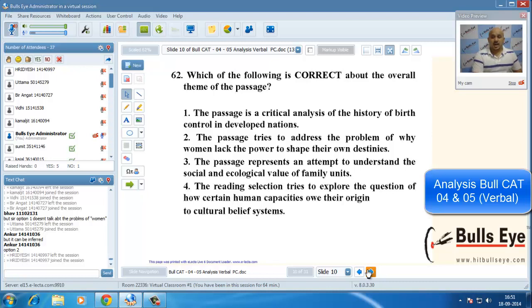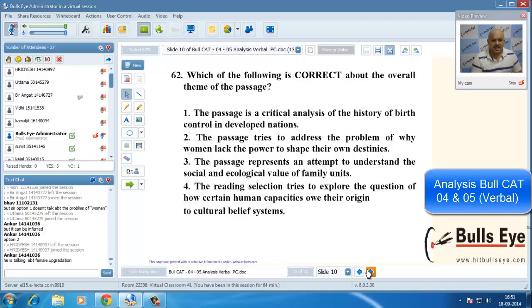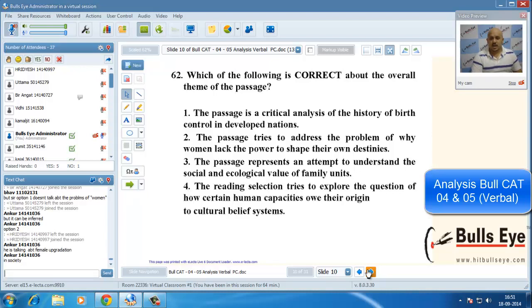Option number two is something I'll put across this way. Option number two is our reaction to the passage. Option number two is, this is what we feel after reading the passage. Option number two is an opinion. Remember, one very, very crucial thing for answering verbal questions. If I look at this particular question, which is, which one of the following is correct about the overall theme of the passage, what kind of an answer am I looking forward to? I am looking forward to a factual answer. I am looking forward to a fact in the given case. I do not want opinions. Option number two is an opinion.